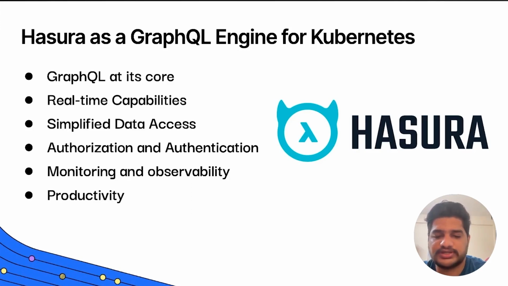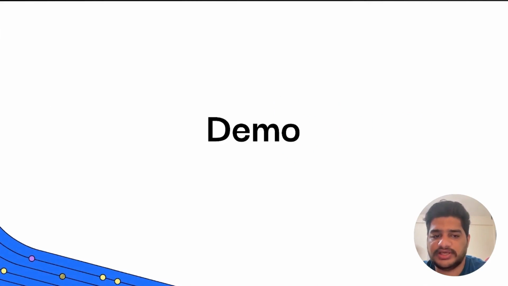So in summary, Hasura is a great fit for Kubernetes and GraphQL environments because it simplifies data access, enhances developer productivity, and offers real-time capabilities. So let's take a small demo and see how things look.